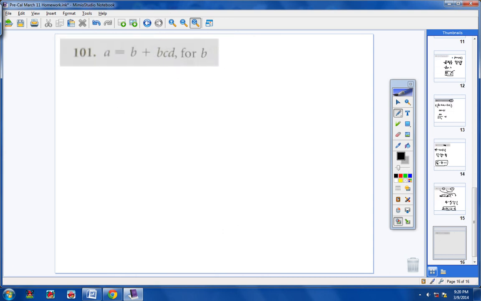Working well here. 101, this is the last problem of the homework assignment. We're solving for b. Now, please look at this. There's no b in this term, but there is a b in this term, and there is a b in this term. So what we're going to have to do first is factor out the letter b because we're solving for b. So I have a equals b plus bcd. Let's go ahead and factor out the letter b, and when I do, I'm left with 1 plus cd.